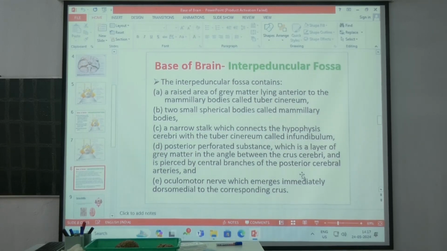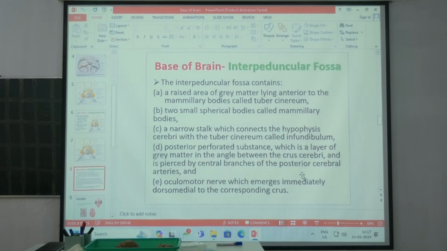Prepare the interpeduncular fossa as a short note. And where the different cranial nerves come out from is asked in your viva table. We have to show where these nerves come out.